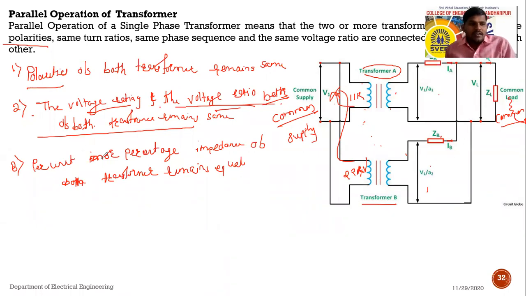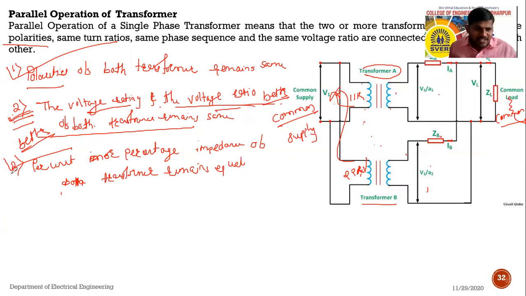So see, the first condition is necessary, the third condition is necessary. The second one is not necessary, but if there is the same voltage ratio and the same kV rating, then it is better, right? So this third condition is that the per unit impedance or the percentage impedance of both the transformers remains equal or remains the same.